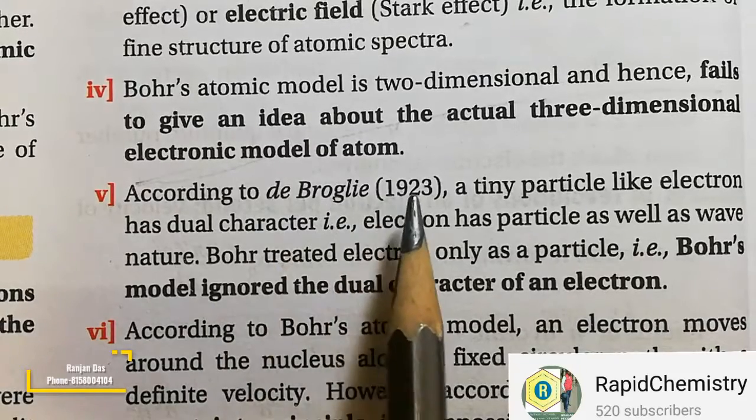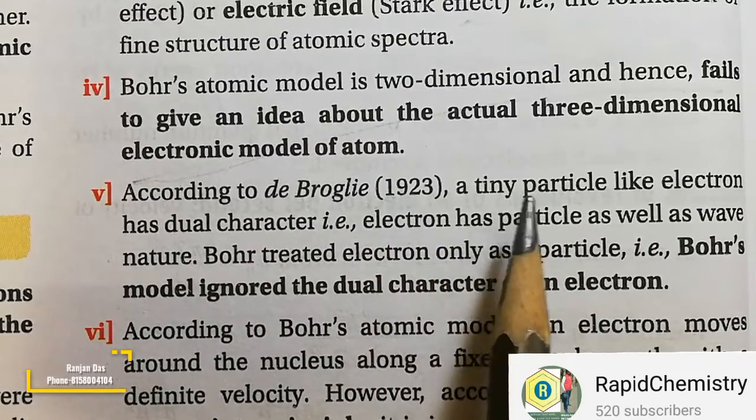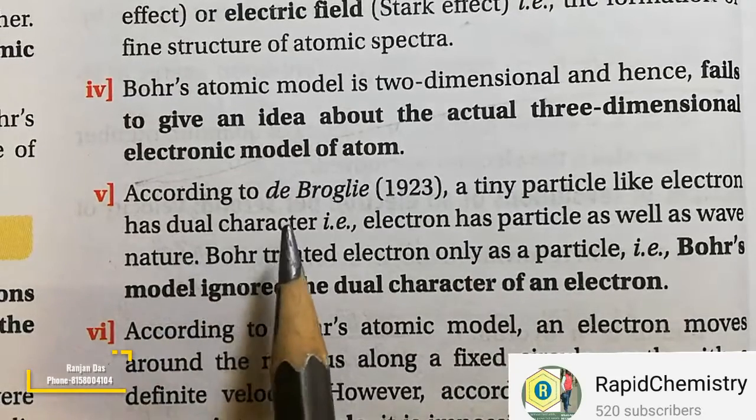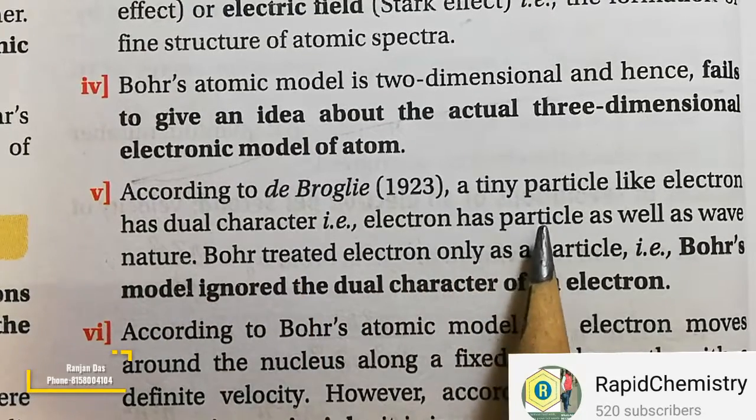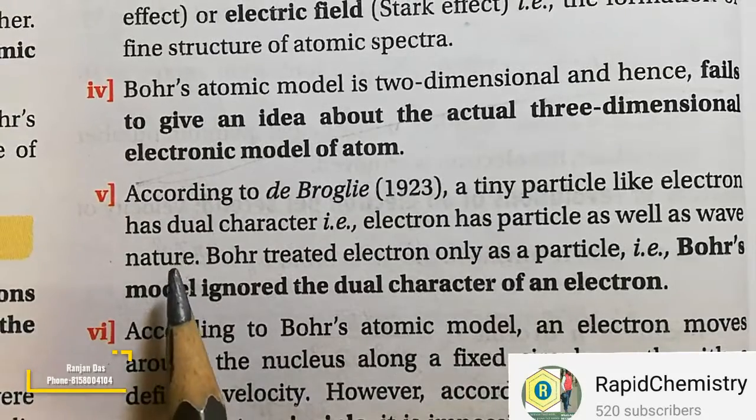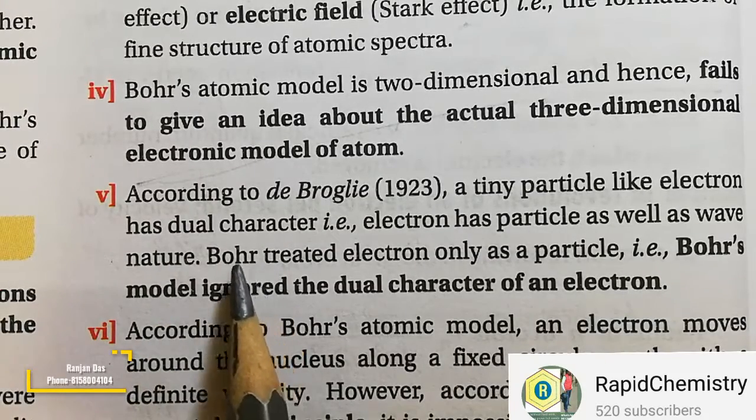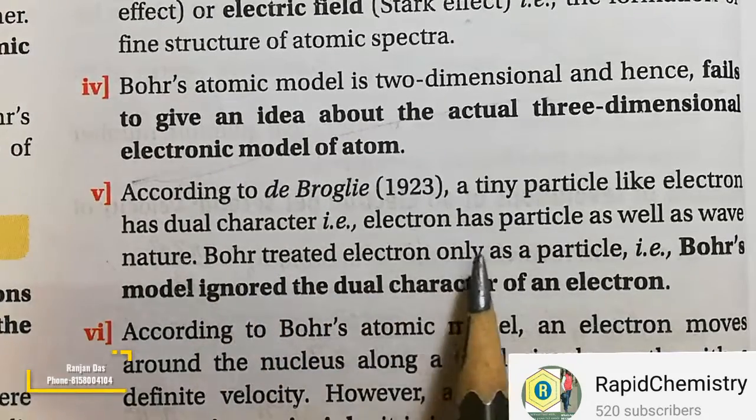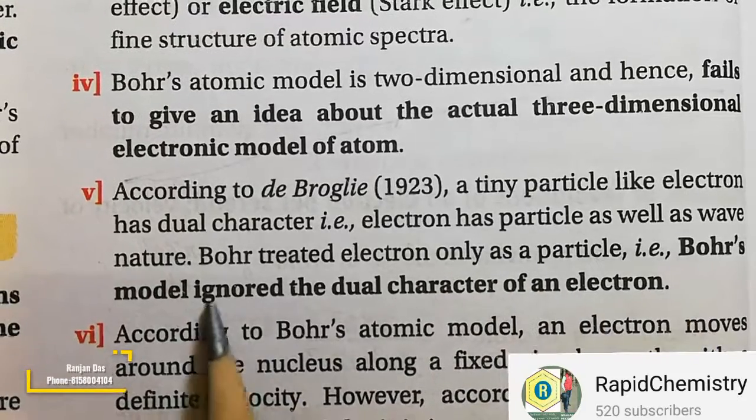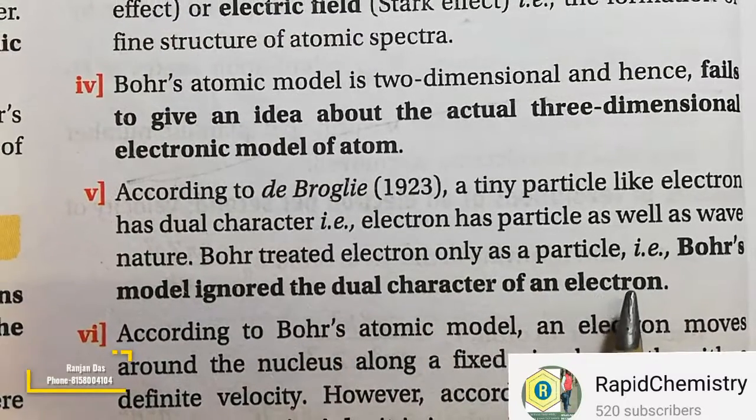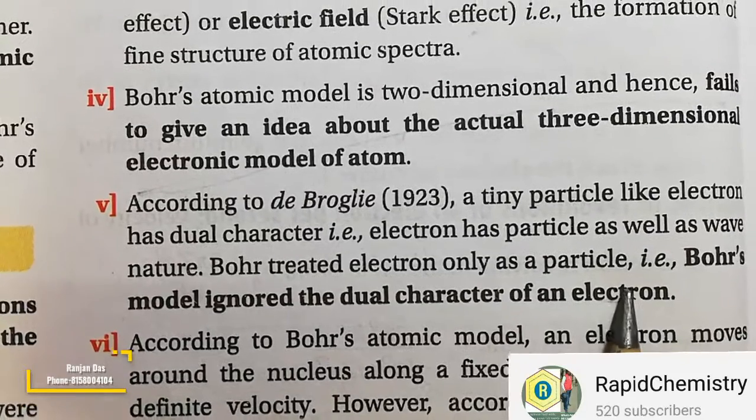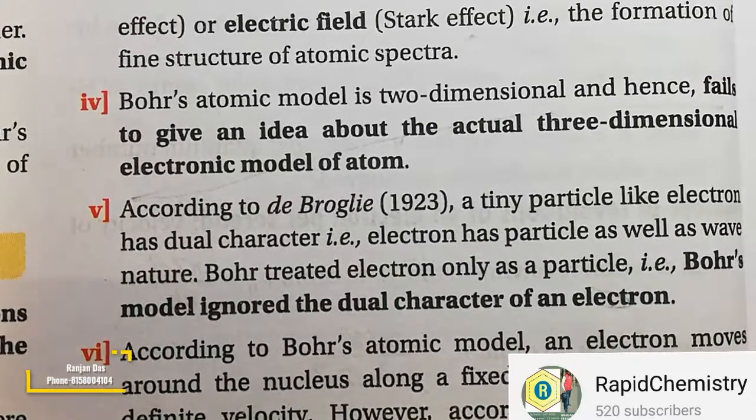According to de Broglie in 1923, a tiny particle like the electron has dual character, that is, the electron has particle as well as wave nature, and that we will discuss. Bohr treated electrons only as particles, that is, Bohr's model ignored the dual character of an electron. So these are the different limitations of the Bohr atomic model.